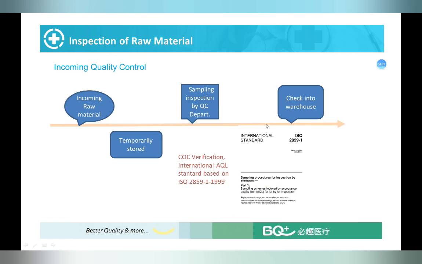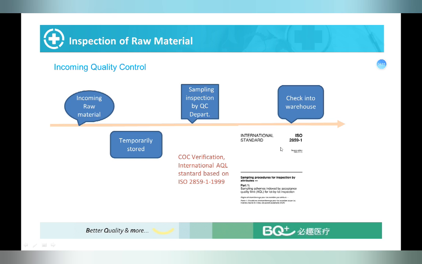In the last part, we're going to move to the inspection of raw material. In this page, you will see the basics of our IQC process for the raw material. Firstly, it will be temporarily stored in our warehouse once we receive them. And then we will do the sample inspection by COC, and then inspect them according to the international AQL standard based on the ISO standard here.